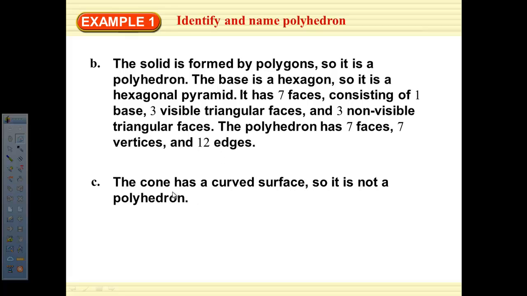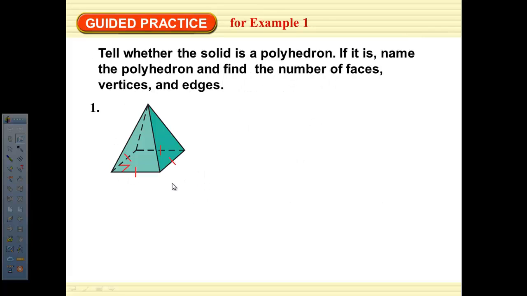The cone has curved surface, so we don't have to worry about the faces, edges, and vertices, so it's not a polyhedron in that case. Alright, here's another one. We want to know whether this is a polyhedron or not. It is. We can see that the base is a square, so it's a square pyramid.